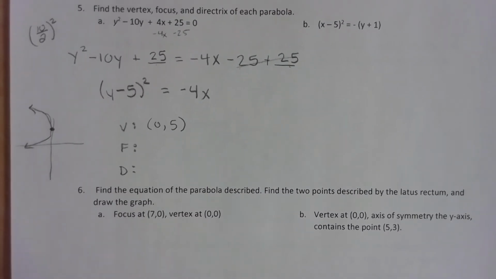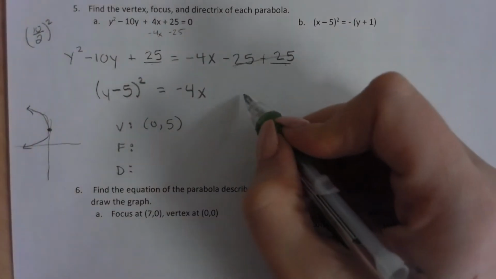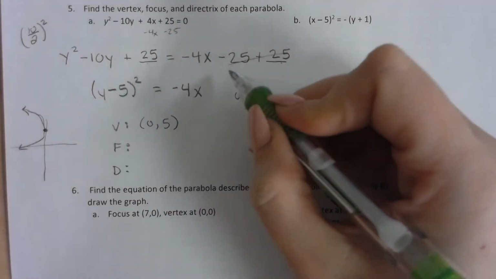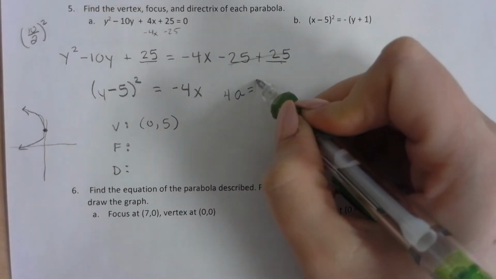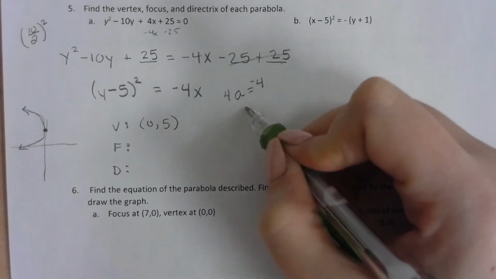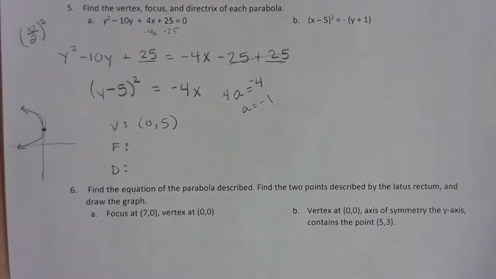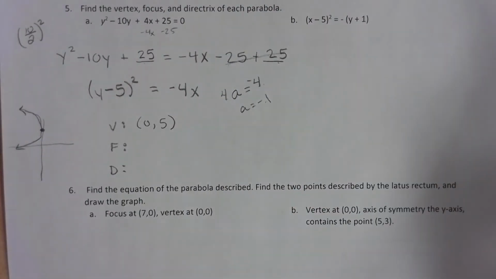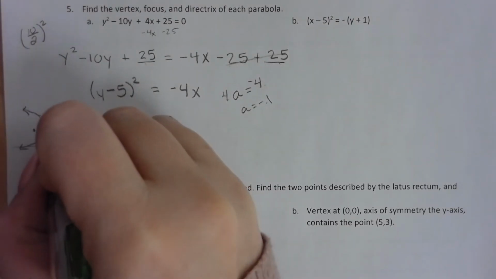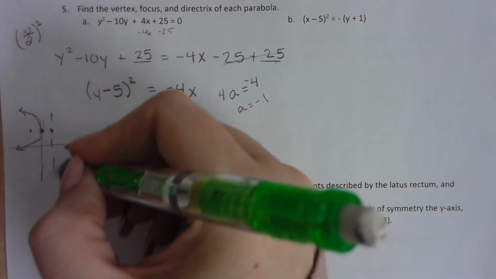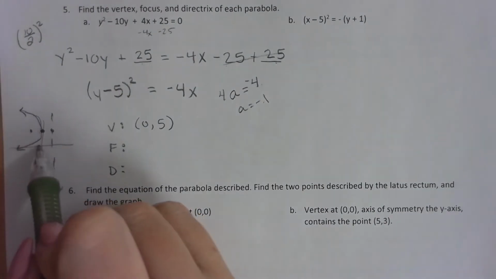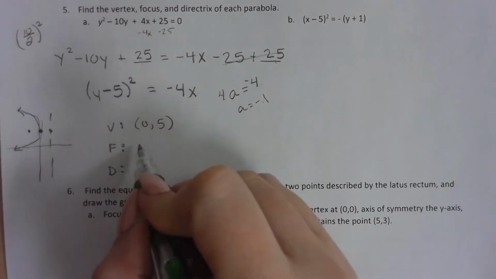So now I need to figure out what my a value is. So my a value is going to be, 4a to give us negative 4, right? Well, 4 times what is negative 4? Negative 1, right? A is negative 1. So I'm going to go out one unit in each direction. So here's my focus. If this is at (0, 5), then this is going to be at (-1, 5).